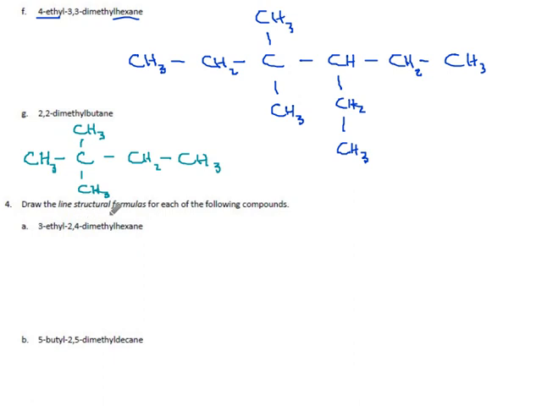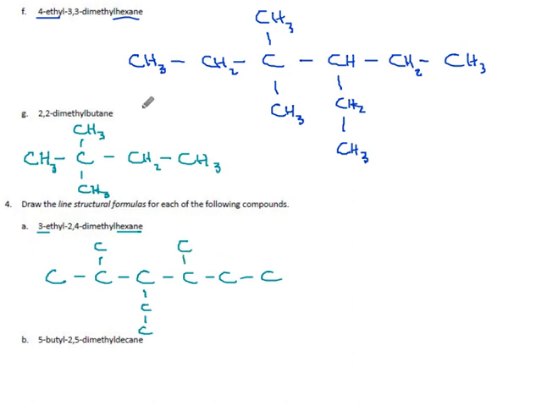So 3-ethyl-2,4-dimethylhexane. Hexane means 6 carbons. 1, 2, 3, 4, 5, 6. Now, on the third carbon, put an ethyl group. So 2 carbons attached to carbon number 3. And then on atoms 2 and 4, put methyl groups. So 1 for you and 1 for you.